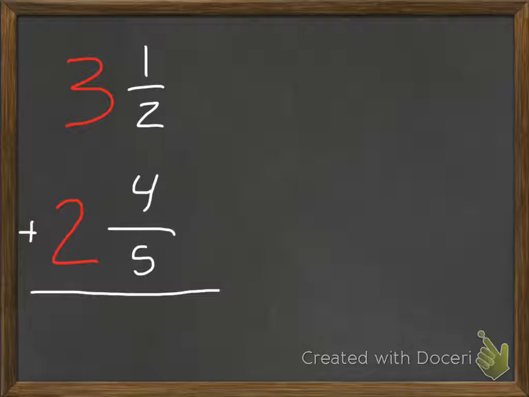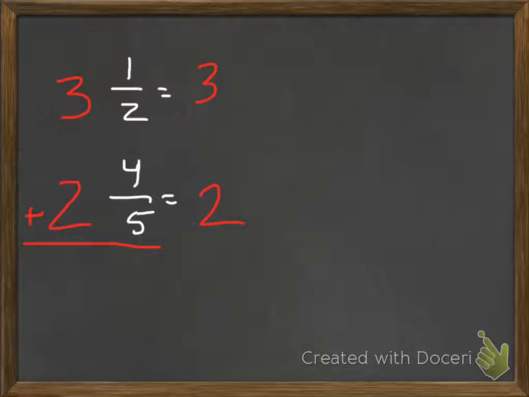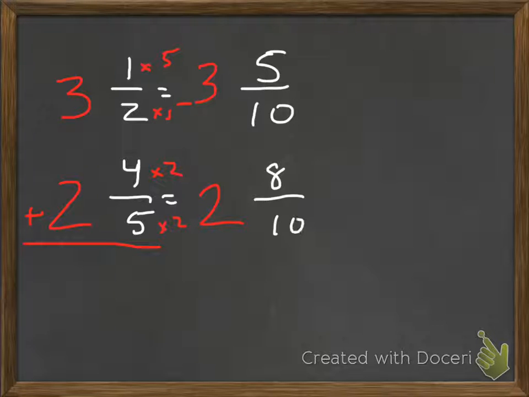Now to do this, all we're going to do is bring the whole numbers, the 3 and the 2, over. We don't have to change those. And then we're going to change the half and the 4/5. So we cannot change a 2 into a 5, so we're going to multiply this side by 5, and we're going to multiply this side by 2. 5 times 1 is 5. 2 times 5 is 10. Down here, 4 times 2 is 8, and 5 times 2 is 10.